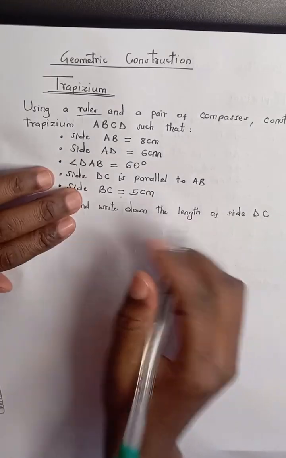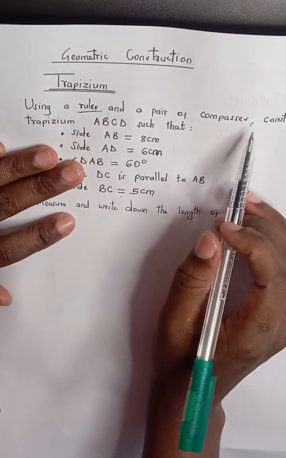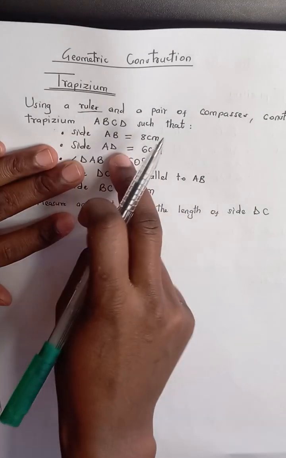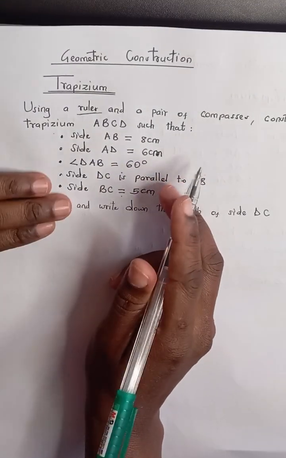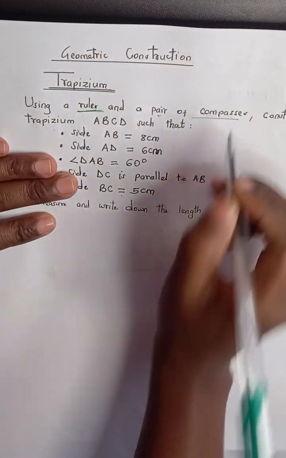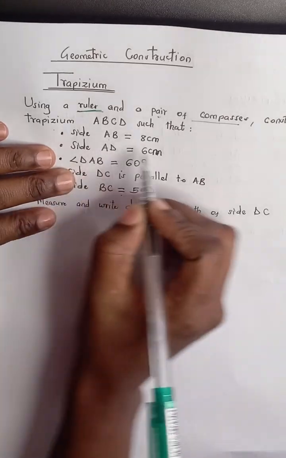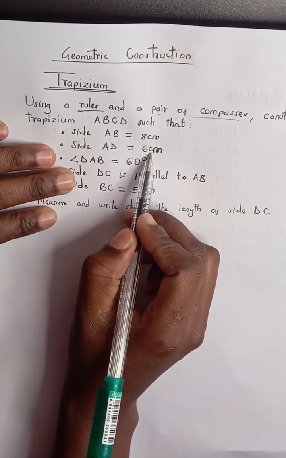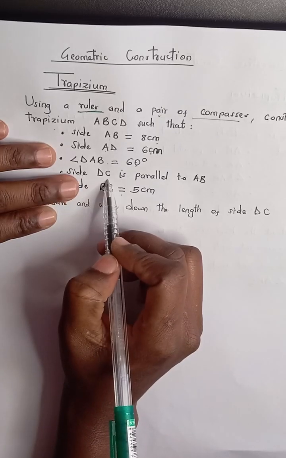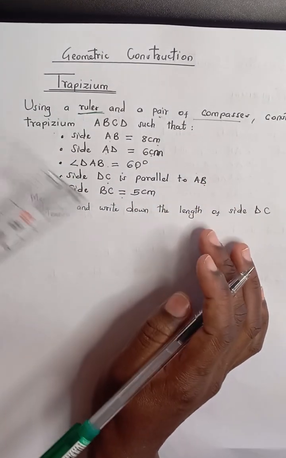We need to construct this trapezium. The question is: using a ruler and a pair of compasses, construct trapezium ABCD such that, now these are the conditions. Note that it's just a ruler and a pair of compasses, no use of a protractor. We are given that side AB is 8 centimeters, AD is 6 centimeters, angle DAB is 60 degrees, and sides DC and AB are parallel. First we need to sketch the trapezium.